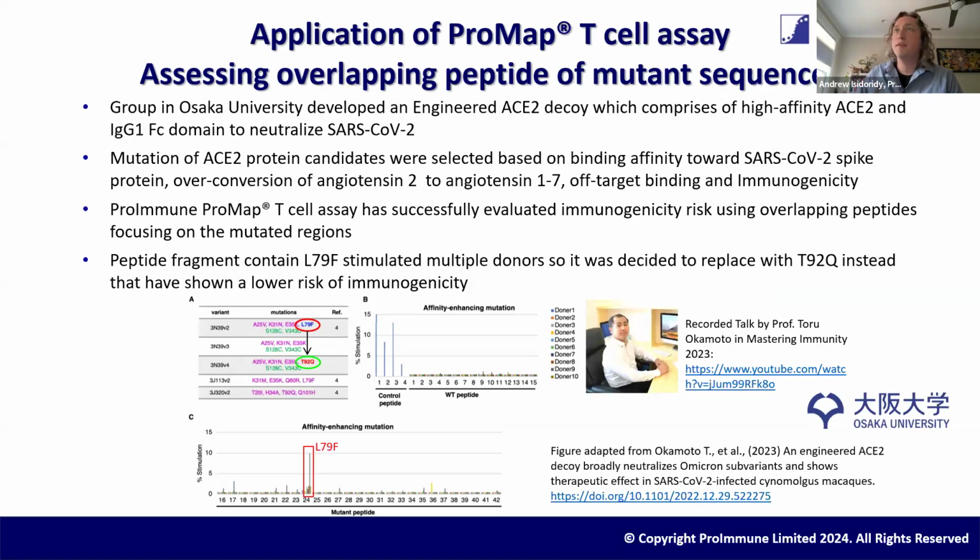Another good example of how this could be used was also provided on our website as a talk by Professor Toru Okumaru at Osaka University. They were developing an engineered ACE2 decoy as a way of neutralizing SARS-CoV-2 infection. They were looking at a number of different ACE2 candidates based on their binding affinity, but they also wanted to look at potential immunogenicity as a way of ranking these out. Looking at the ProMap data, they identified a sequence, L79F, that stimulated multiple donors. So they decided to swap that out with the T92Q sequence, which was shown to have a lower risk for immunogenicity here.